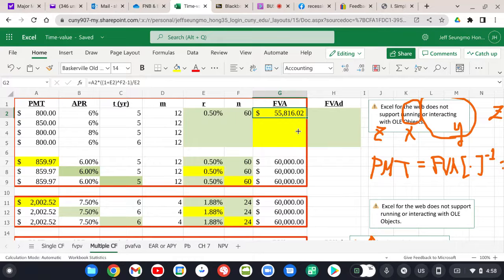Now, some of you may say, hooray, I got it. No, not too soon. Why? This is just the future value of all those $800. But we have a target future value. Don't forget. What is our target future value? Anyone remember? Why are we saving $800 every month for 5 years?